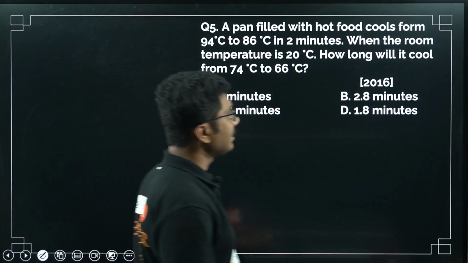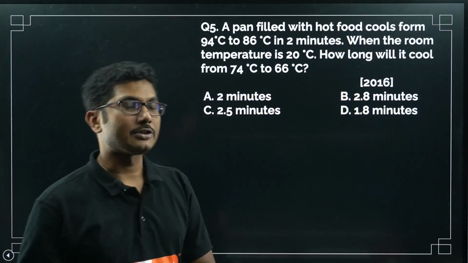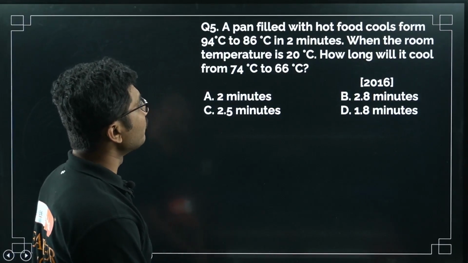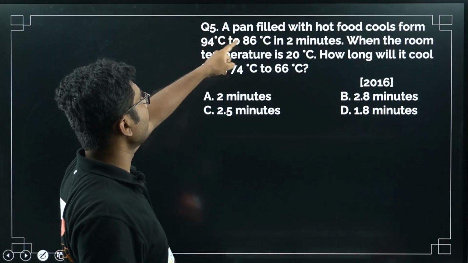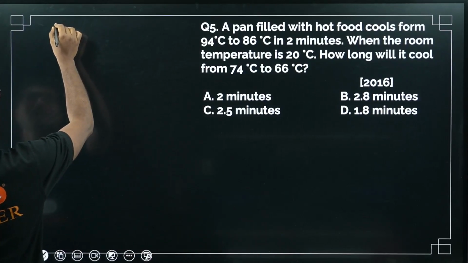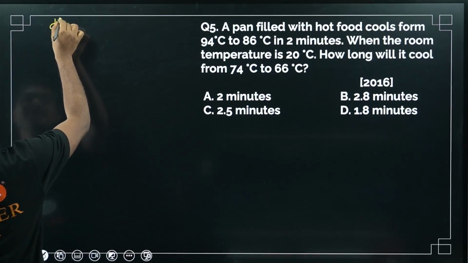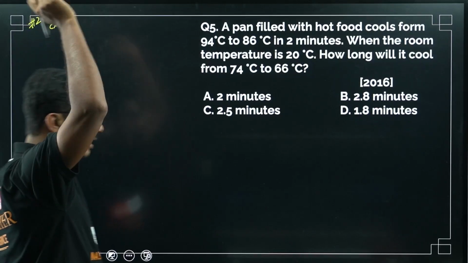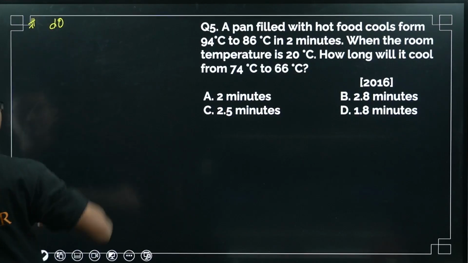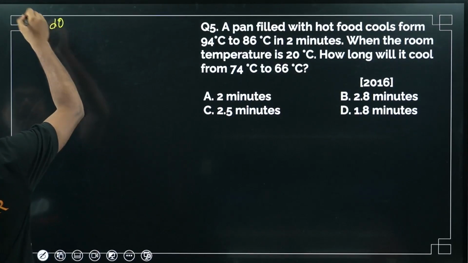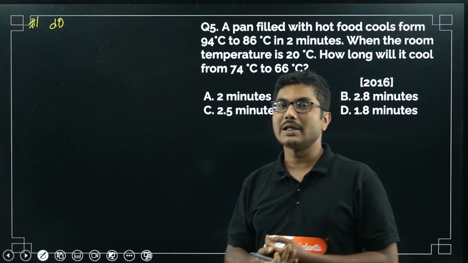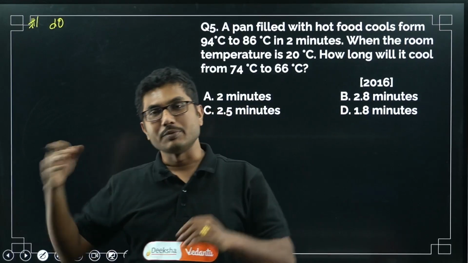Again this question, from 2016, is also based on Newton's law of cooling. A pan filled with hot food cools from 94 to 86 in 2 minutes. I am not going to explain too much because everything is given here. This is case 1. So what is the pattern for Newton's law of cooling? First they will give you one part where everything is given, and for the second part they will either ask you to find the time, or ask what the temperature will be after some time.